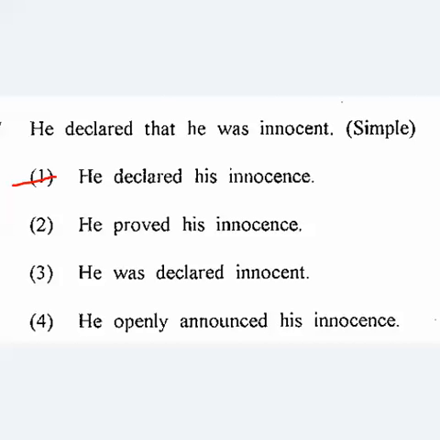Now to convert a sentence into a simple sentence. For example, the question we have, he declared that he was innocent. Then the simple sentence for the above statement is he declared his innocence. Note that we cannot change the verb, means we cannot use proved or openly announced or someone declared him innocent. He himself declared his innocence, so the correct option is the first, that is he declared his innocence.